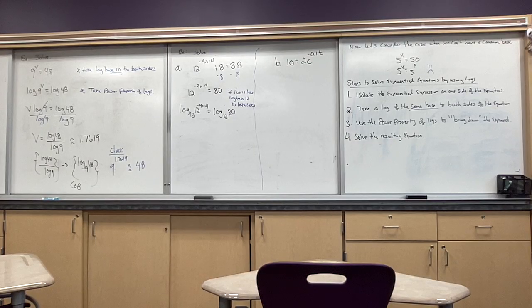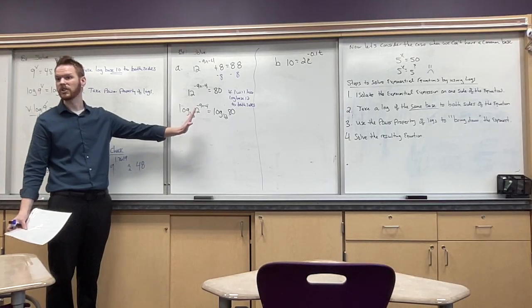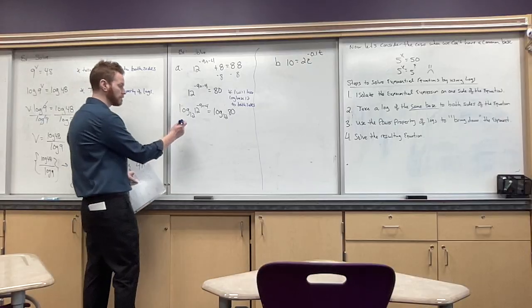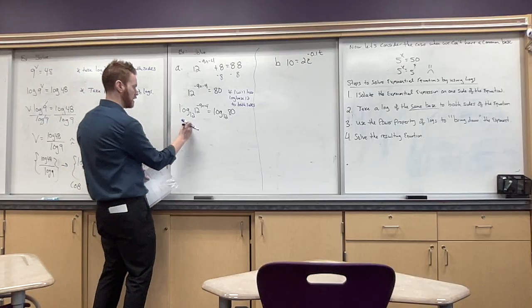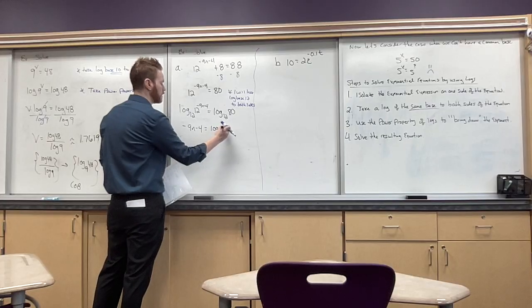At first, it looks like, why'd you do that, Mr. McCall? This one over here looked a lot nicer. Well, it's going to look nice because look what happens. Don't these 12s just kind of go away, right? You just get what's in the exponent. That's one of our properties here. So we get negative 9n minus 4 equals log base 12 of 80.